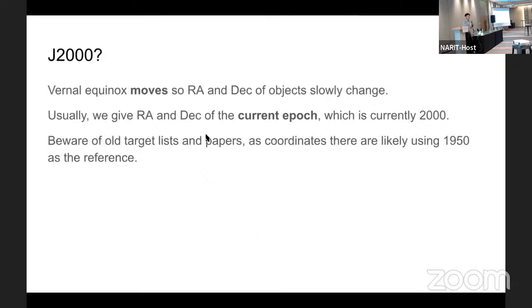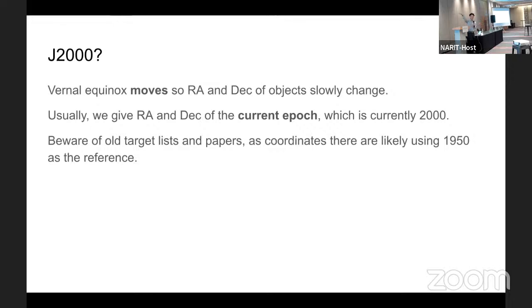One word of warning is that coordinates are always given with the epoch. The reason is that this vernal equinox point that I mentioned is not static, right? We know about the precession of the Earth's rotational axis, and this is why the North Star 20,000 years ago was different from the North Star here. For the same reason, these RA and Dec coordinates also change with time.